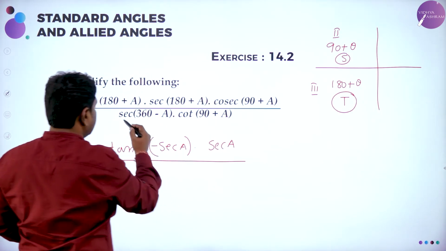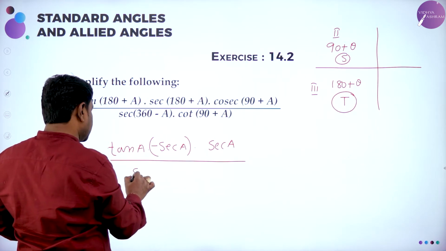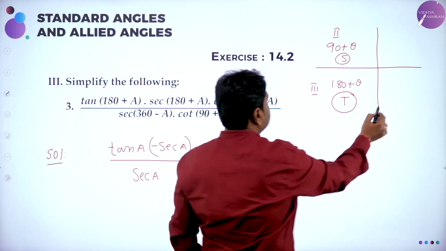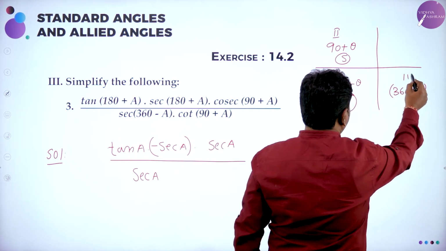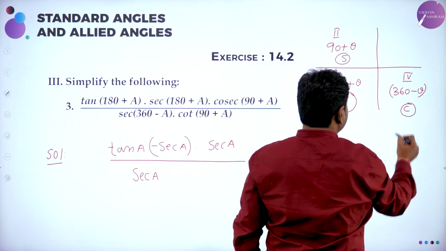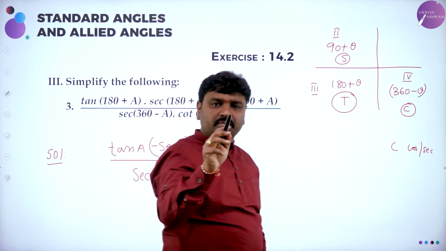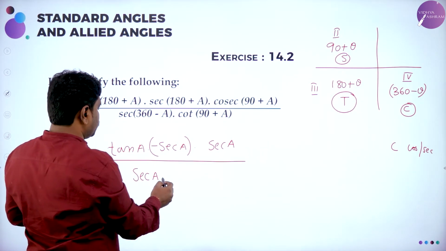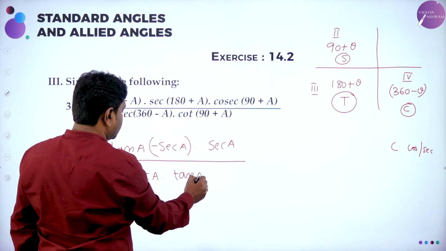Then secant of 360 minus A. You know, for 360 the function does not change. It will be secant A. 360 minus A lies in the fourth quadrant. In the fourth quadrant, the alphabet is C. C means cos or secant. If your question is cos or secant, it will be positive. And your question is secant, so it will be positive. And cot of 90 plus A, cot changes to tan. It will become tan A.